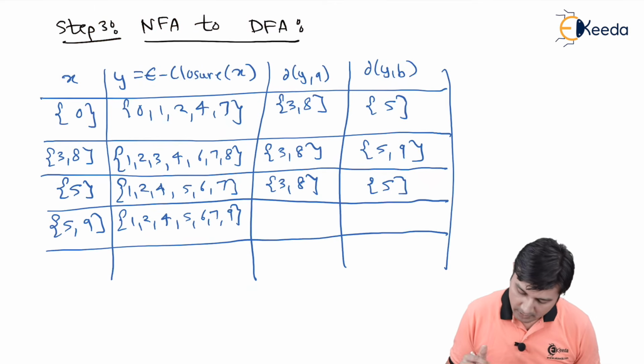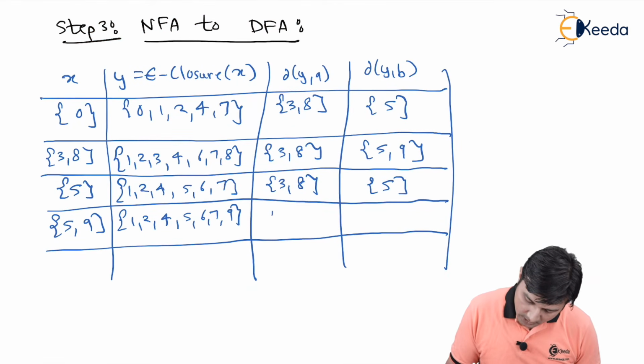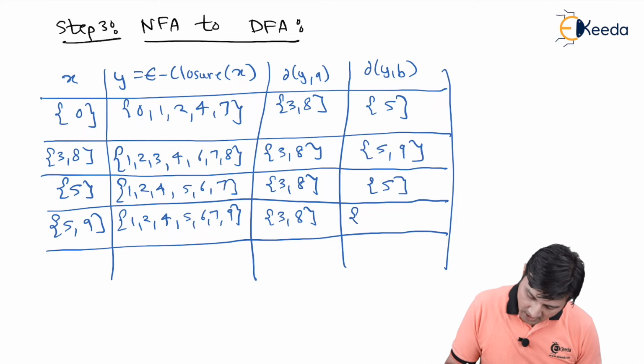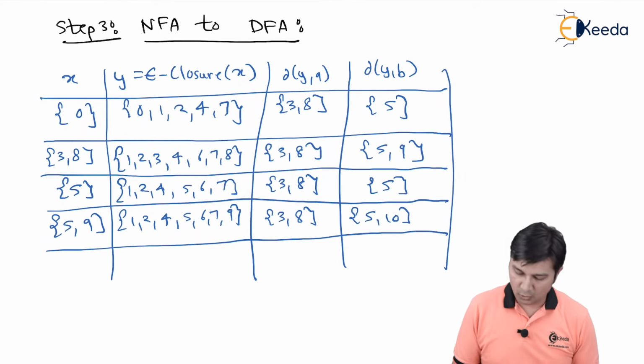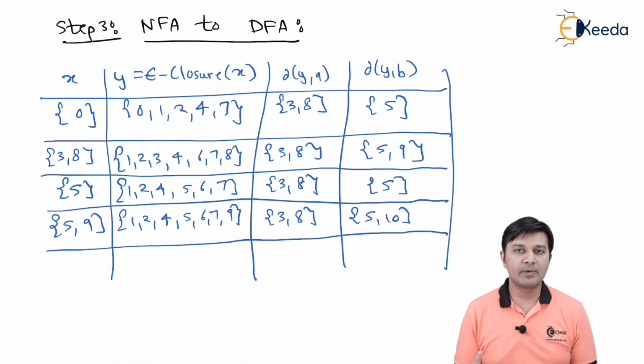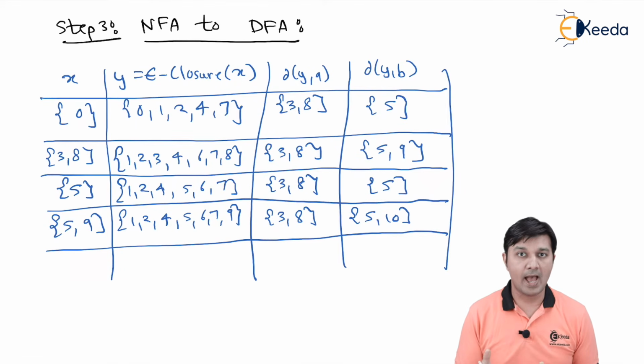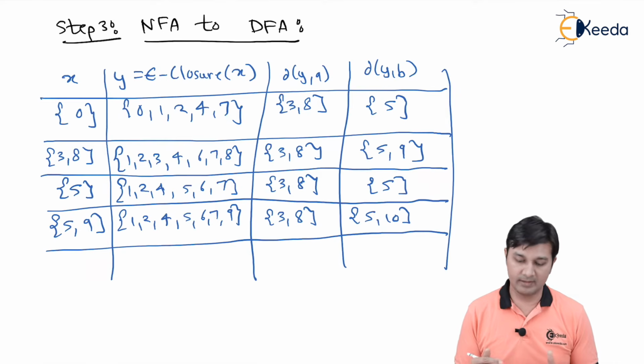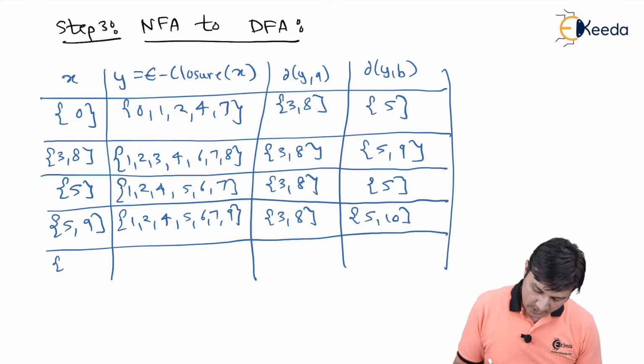So I have over here 3, 8 as input of A, and 5 comma 10 as input of B. 3 comma 8 will be skipped since it was already included, and we have to write 5 comma 10. So let's write over here 5 comma 10.